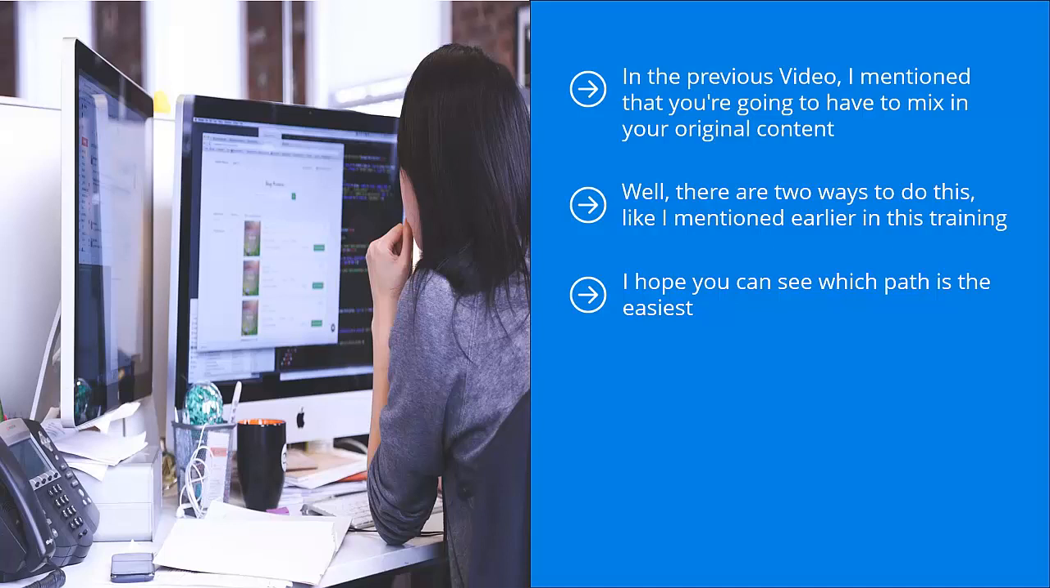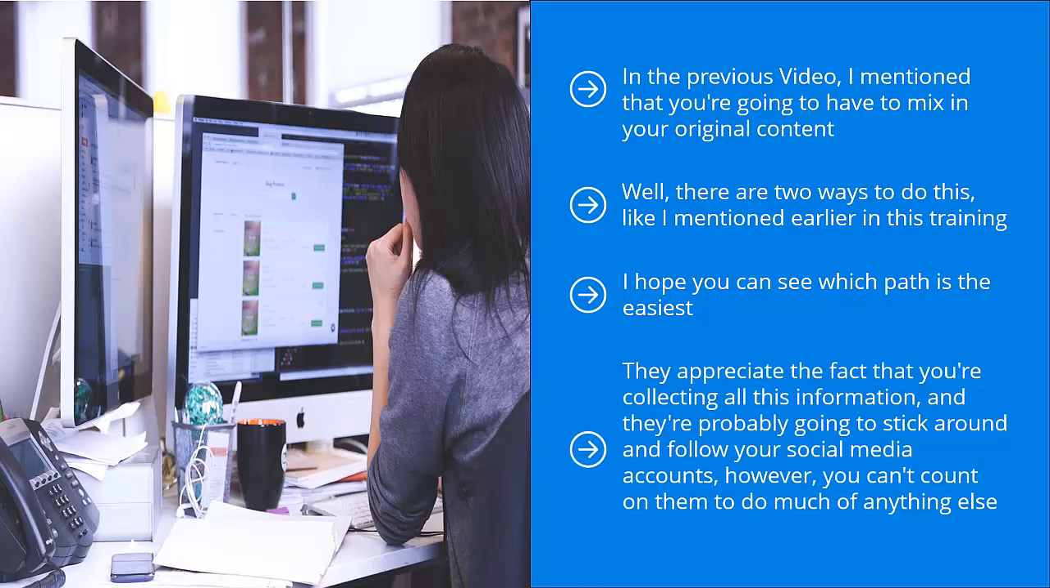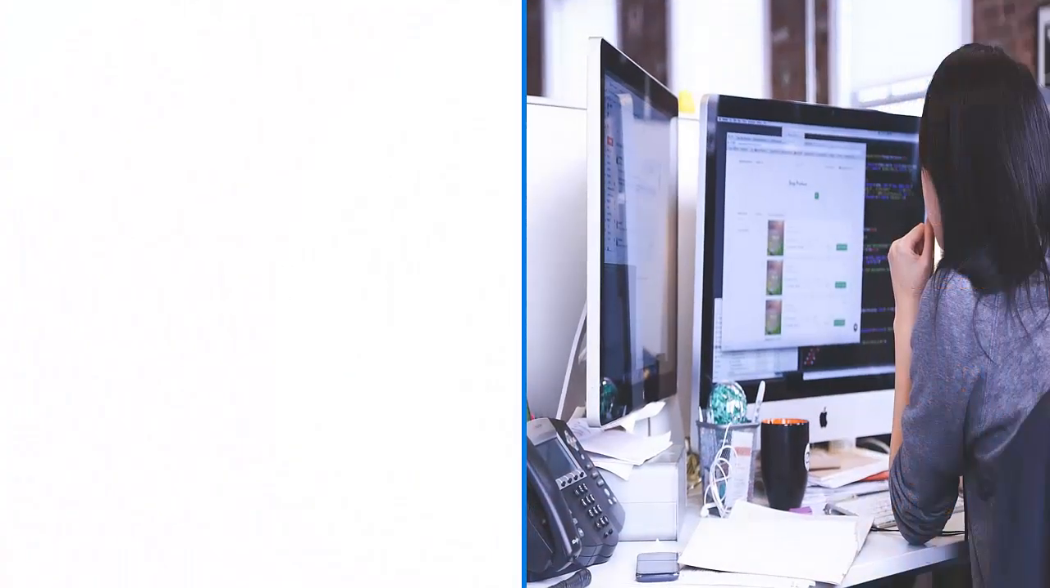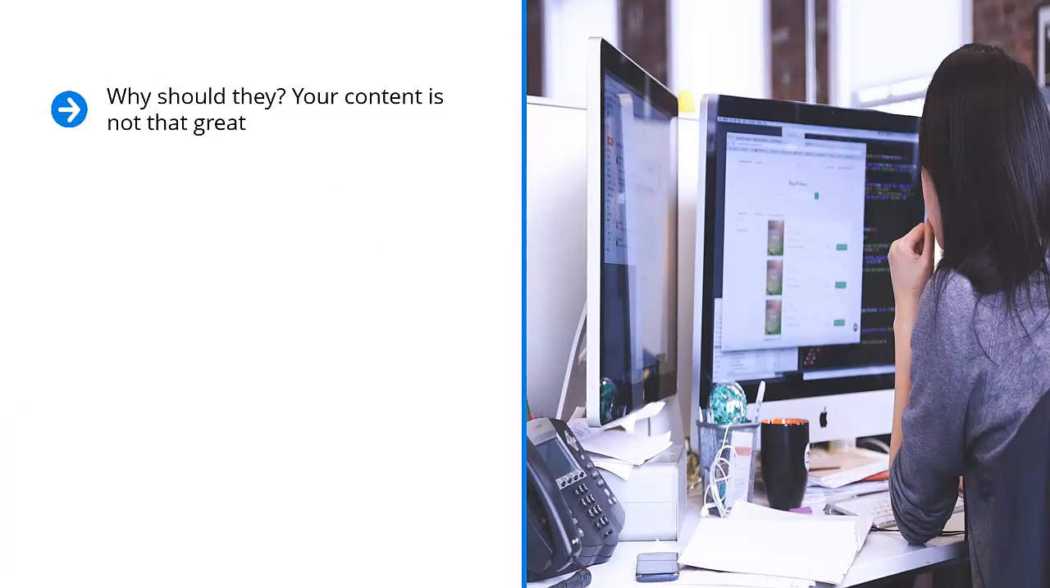They're not going to trust your brand. They appreciate the fact that you're collecting all this information, and they're probably going to stick around and follow your social media accounts. However, you can't count on them to do much of anything else. There's really no incentive for them to join your mailing list. Why should they? Your content is not that great. They only need to compare the kind of original content you produce with the other top-notch third-party stuff you're sharing to see your weakness. Do you see the problem here?